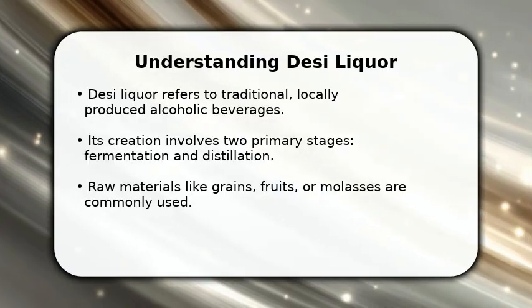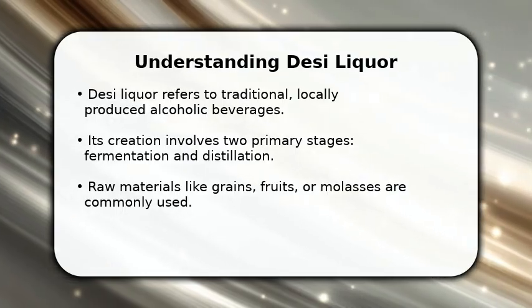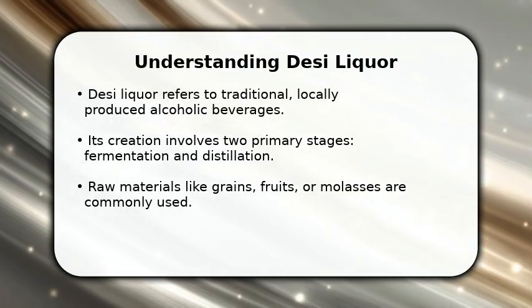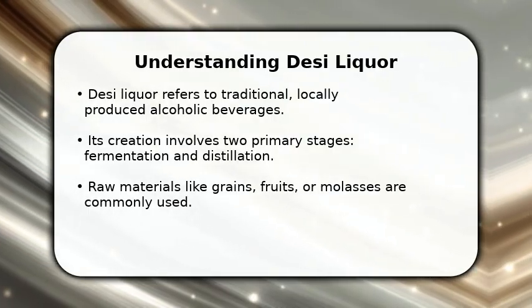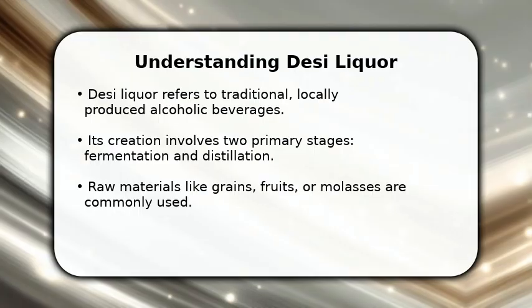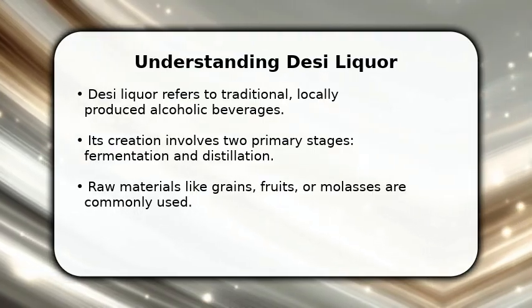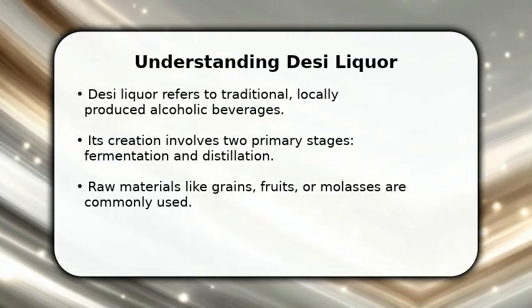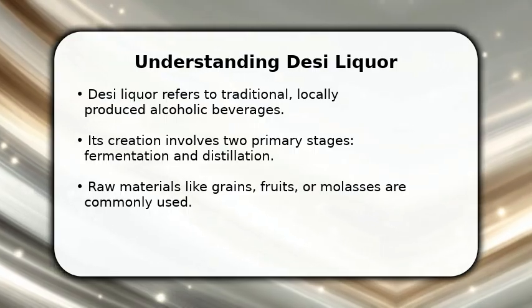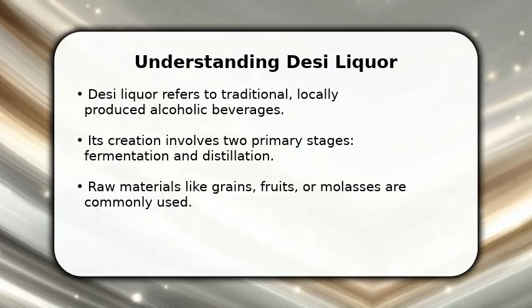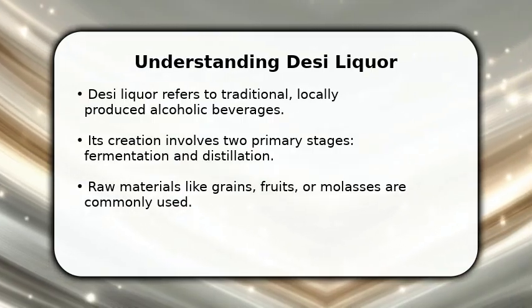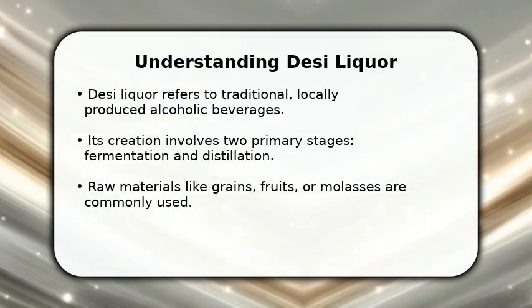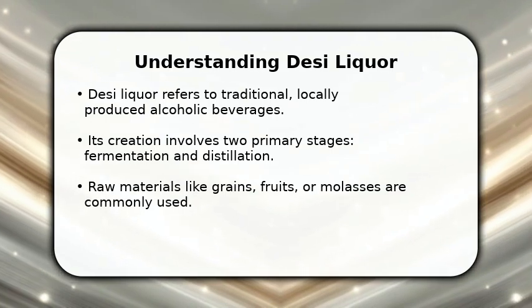In this video, I will explain how Desi liquor is traditionally made. We'll explore the fundamental steps involved in its production, from selecting raw ingredients to the final spirit. Understanding this process reveals the science behind these traditional beverages, which often utilize locally available resources. We will cover both the fermentation and distillation stages, highlighting their importance in creating the final product.